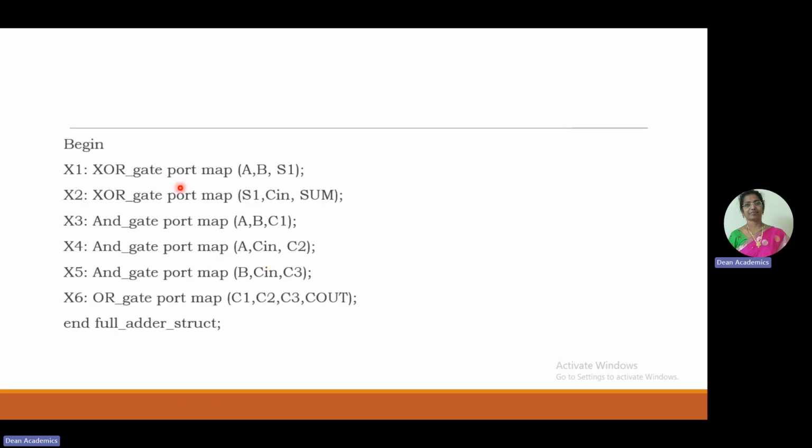X1 is XOR gate port map with A, B, S1. X2 is XOR gate port map with S1, Cin, sum. X3 is AND gate port map with A, B, C1. X4 is AND gate port map with A, Cin, and C2. X5 is AND gate port map with B, Cin, and C3. And X6 is OR gate port map with C1, C2, C3, and C out. And end the architecture body, full adder structural style.